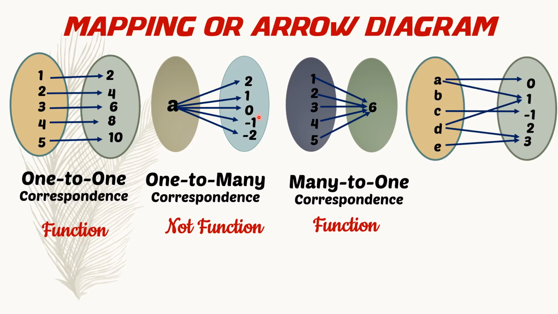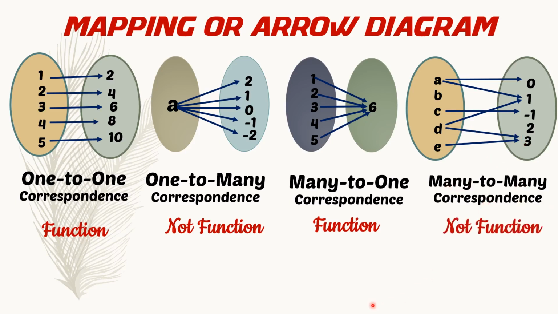And this one is many-to-many. Why is it many-to-many? Here you have A being paired to 1 and 0. And then here you have B being paired to negative 1, to positive 1 rather, and 3. So here in the x, there are different pairings. And then when you go to the range, here you have 1 being paired to A and D. And then you have here 3 being paired to D and E. So this is a many-to-many correspondence, and therefore it is not a function.